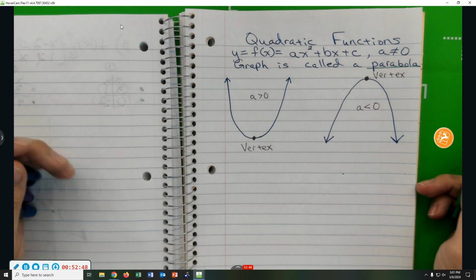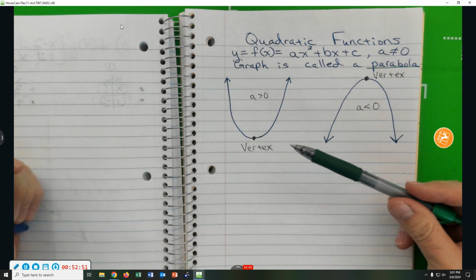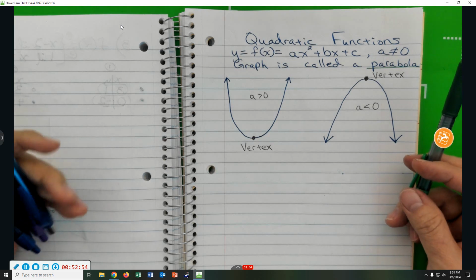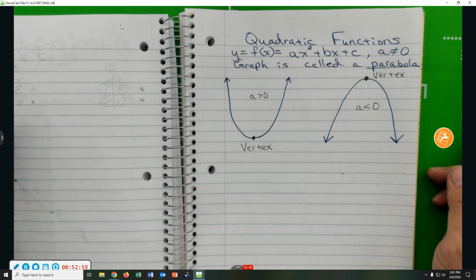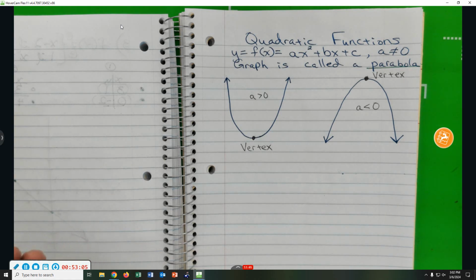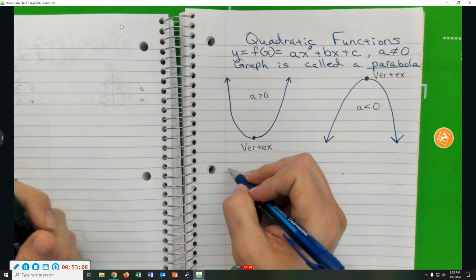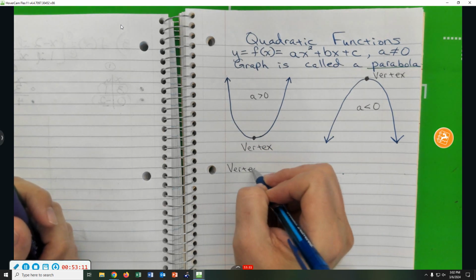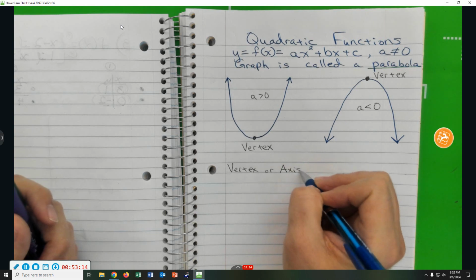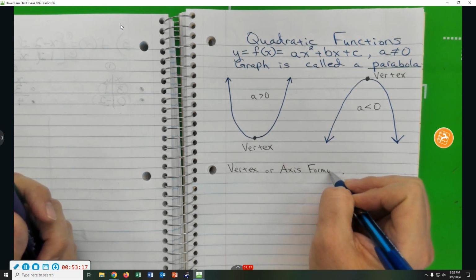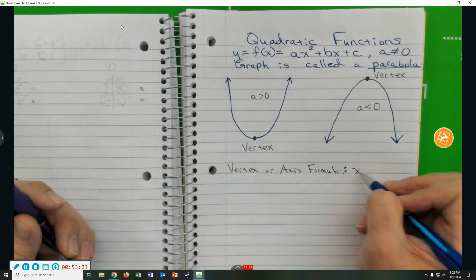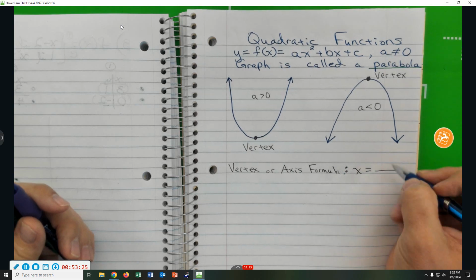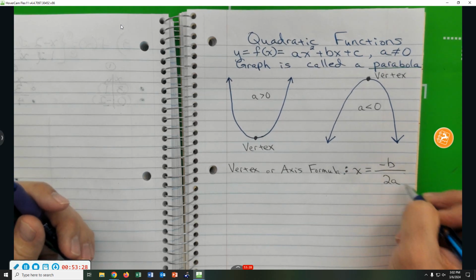There are two different approaches for determining the location of the vertex. One of them is completing the square. That's more complicated. If someone's expanded a circle and you need to find a center and radius, you have to complete the square. But to determine the vertex, I think it's quicker to use something called the vertex or axis formula. The vertex or axis formula is x equals, it's a fraction, negative b over 2a.